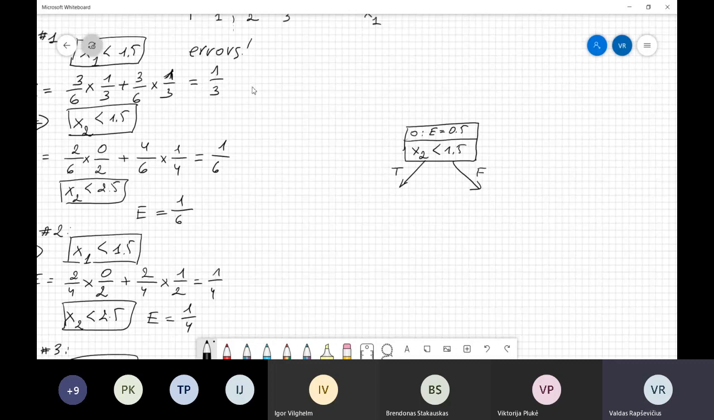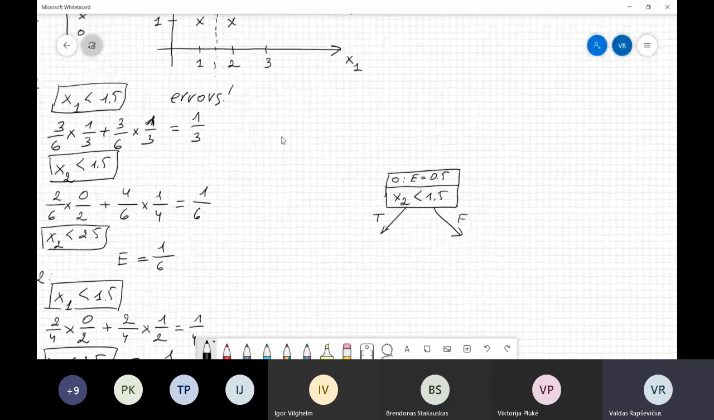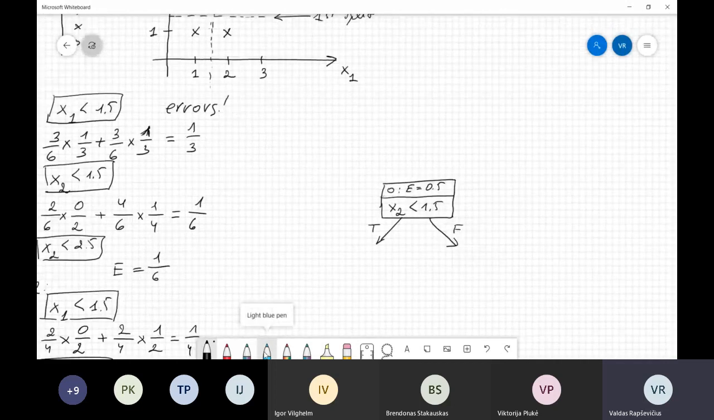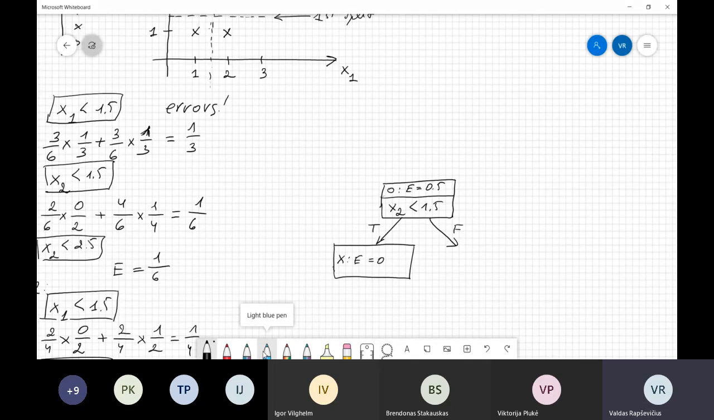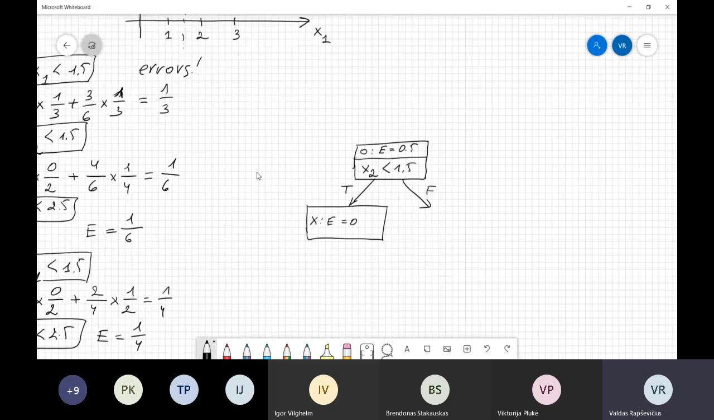x2 less than 1.5, right? So basically this split, x2 is less than 1.5, right? So if it is true, if x2 is less than 1.5, right? So now we've got into the situation where we have x's and the error equals 0. So after this decision, if it is true, we've gone to this branch where everything is just x's. No options for circles remain here.